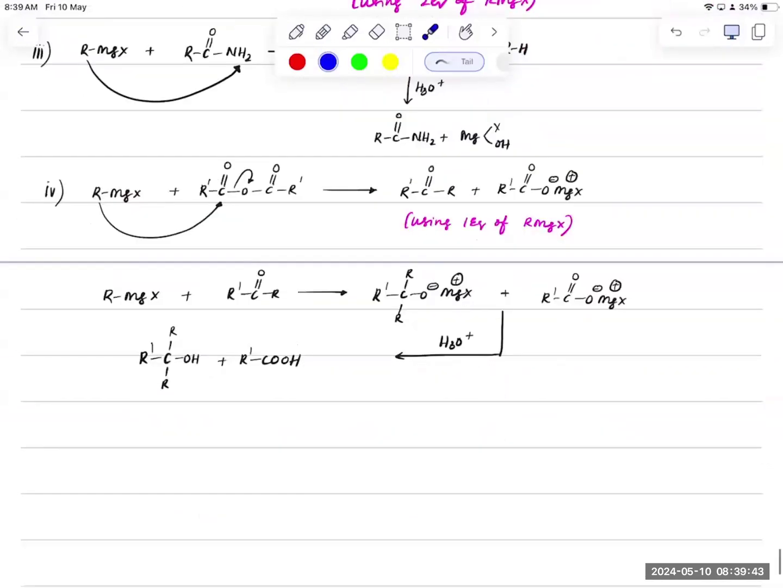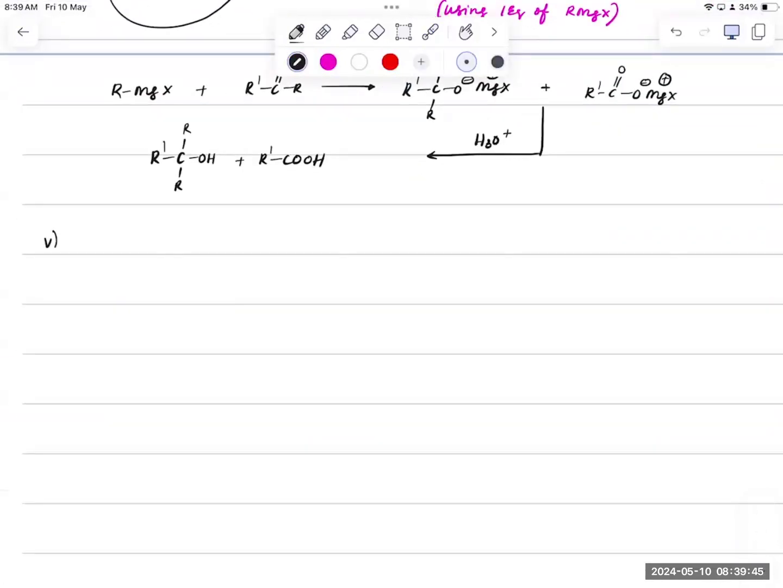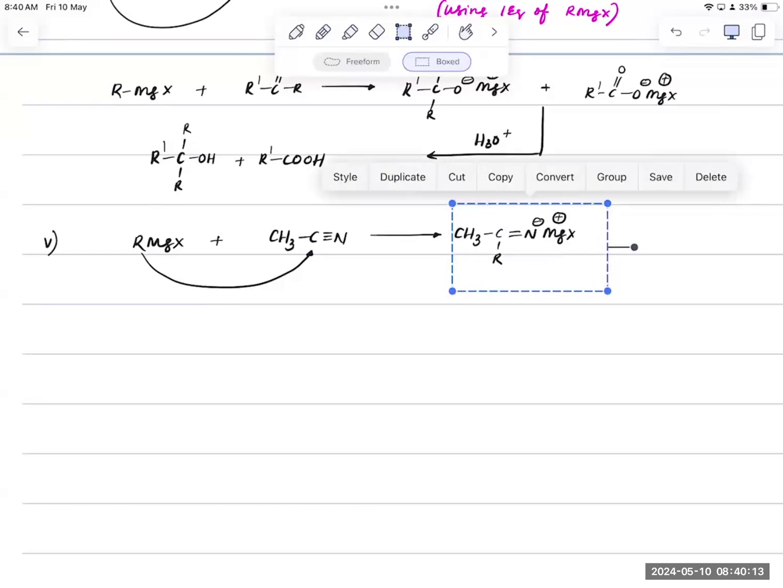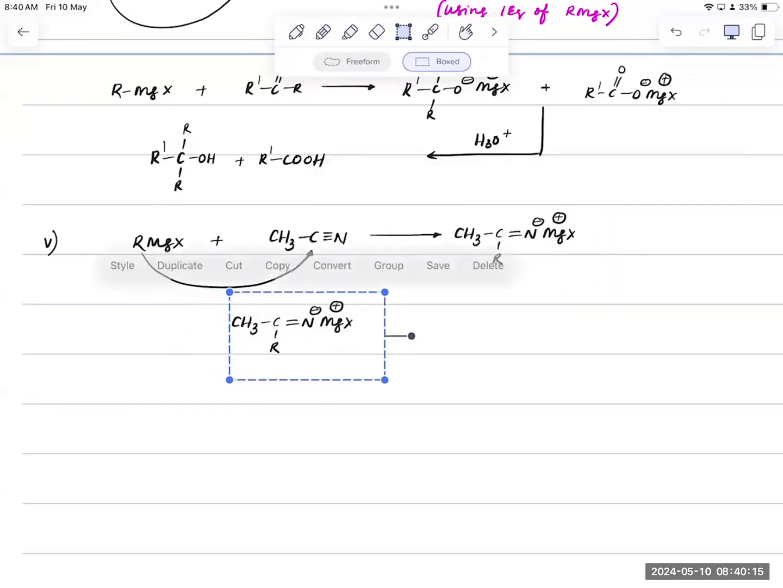Check out similarly with cyanides. If you treat RMgX with any cyanide, let's say CH3C≡N, R will first attack on this carbon. We will get CH3 C with R, double bond N minus MgX plus. And now the problem here is that it is after one equivalent.